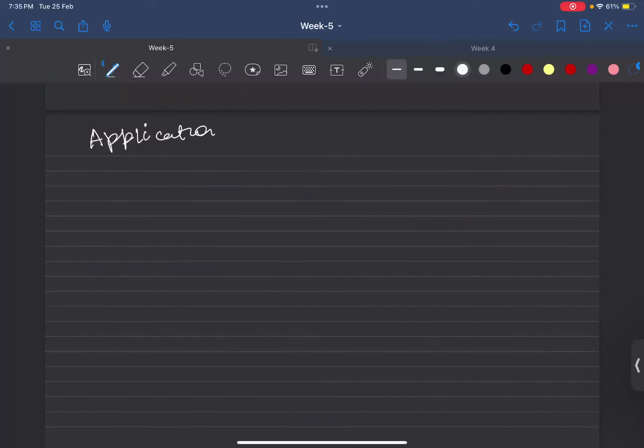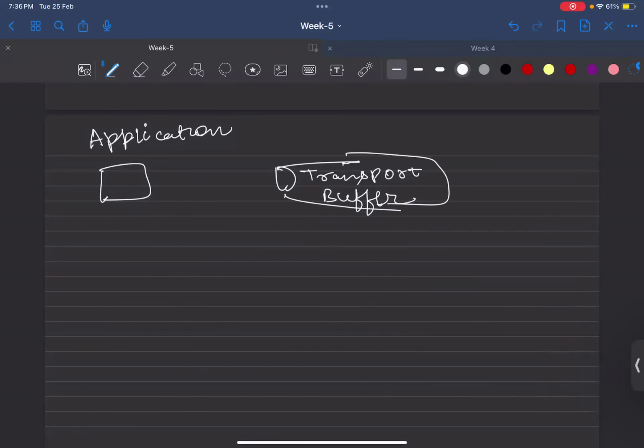I have the application layer, I have the transport buffer here as we have done, and I have the network layer here. At the sending side and at the receiving side, we are having the transport buffer here. Now what if the transport buffer gets full? What will happen?